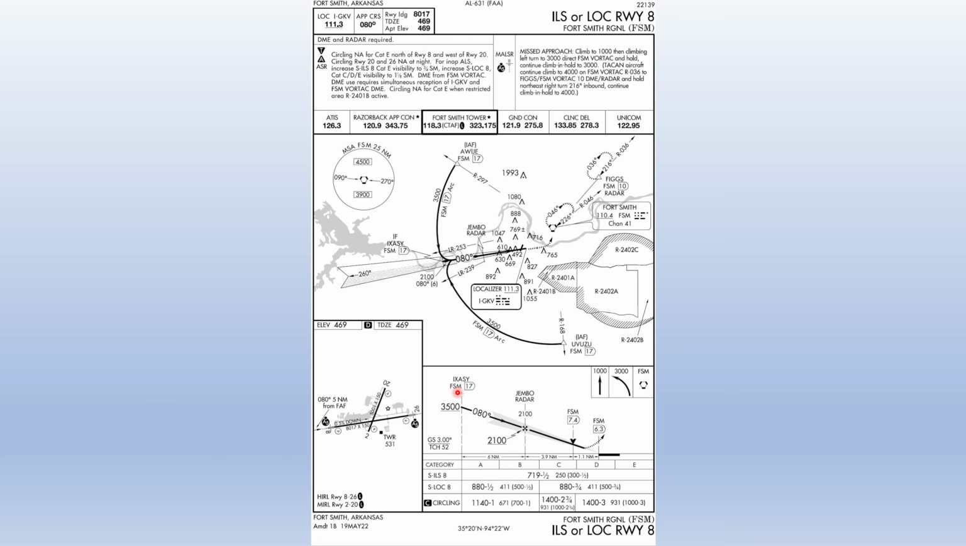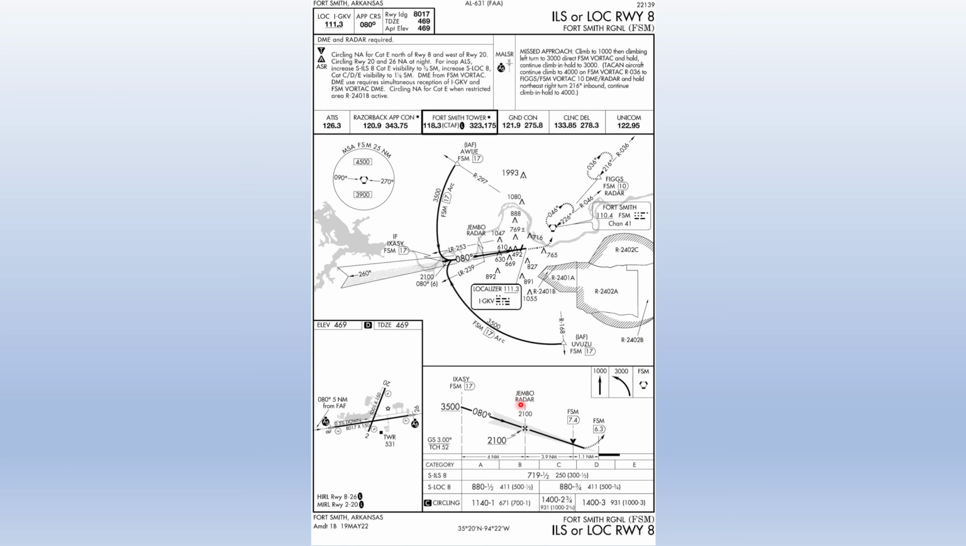You can see on this approach, most of the intersections are identified with DME from Fort Smith VOR, FSM, rather than from the localizer. It doesn't look like the localizer has DME. It doesn't have a channel on there. So that tells us that the localizer probably does not have DME. So IAXI intersection is identified with 17 DME. Jimbo, it tells us you can't identify with DME.